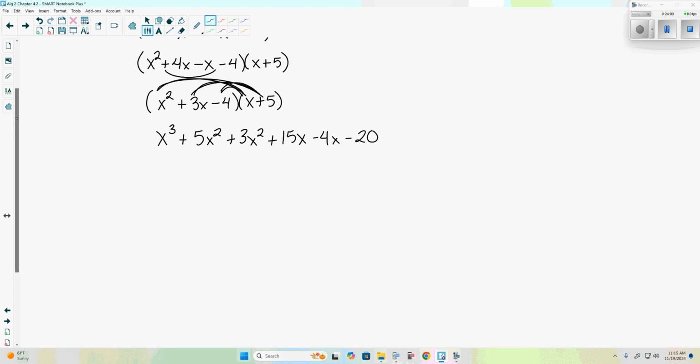And lastly, we'll combine like terms. X cubed does not have any like terms. But our 5x squared plus 3x squared is going to give us 8x squared. 15x minus 4x is going to be plus 11x minus 20.